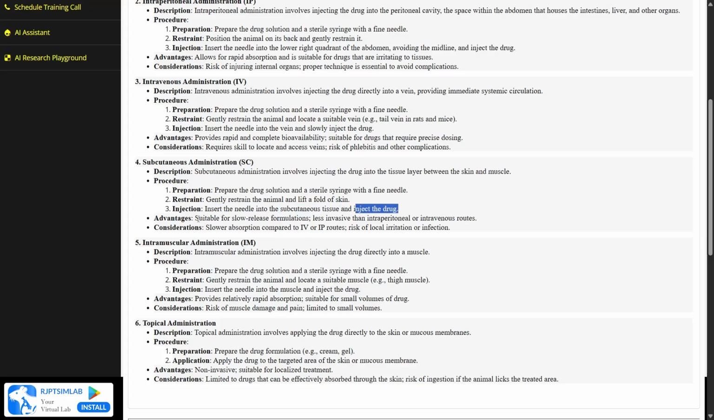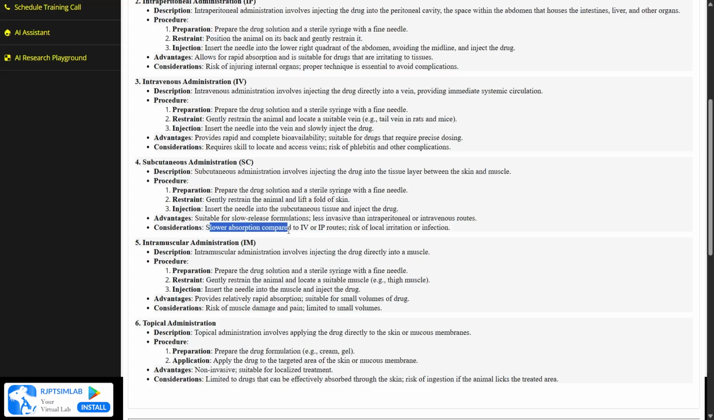The advantage of this route is that it is suitable for slow release formulation, and it is less invasive than the intraperitoneal or intravenous route. Yes, this route is less invasive and less painful than the intraperitoneal route and intravenous route. And via this route, slow release of the formulation of the drug is seen as the drug has to penetrate between the layers of the skin and the muscles. So, due to this, it provides a slow release and sustained release.